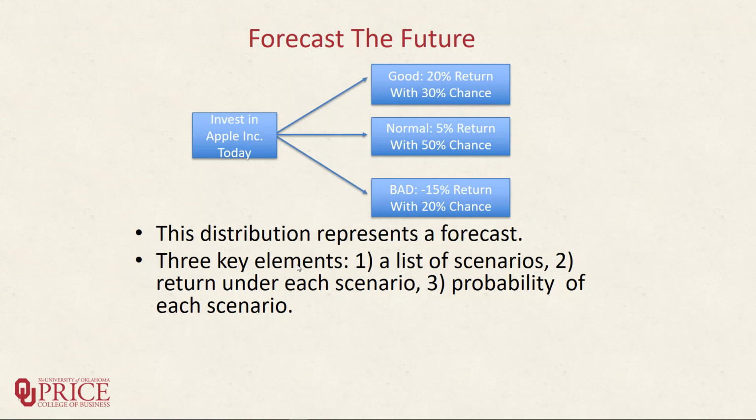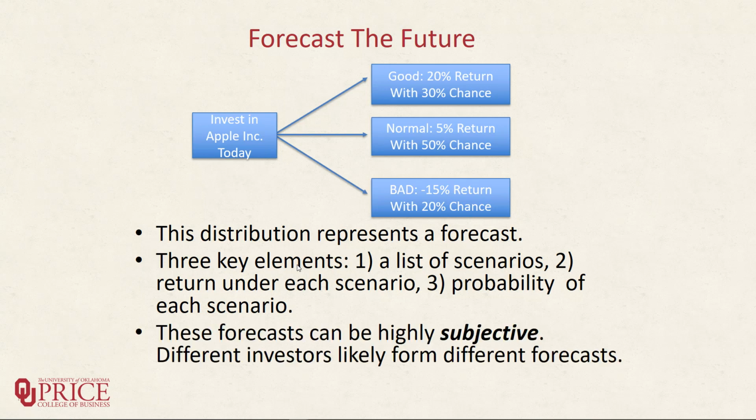Another important thing to keep in mind is that because we all come up with these distributions based on our understanding of the business of the company or of the economic conditions going forward, all these forecasts are highly subjective. Different analysts and different investors will come up with different forecasts. So there's no unique forecast for a stock.